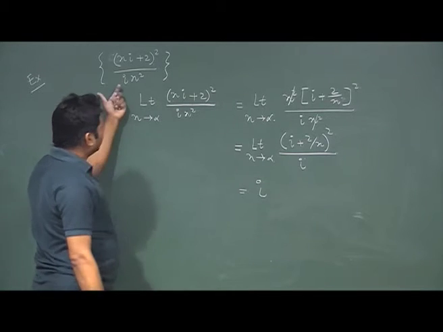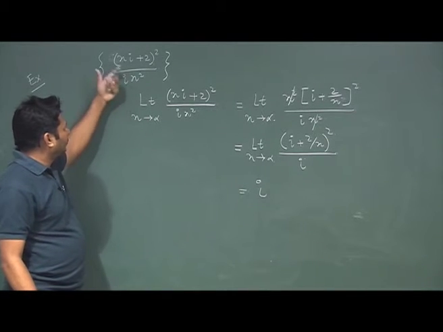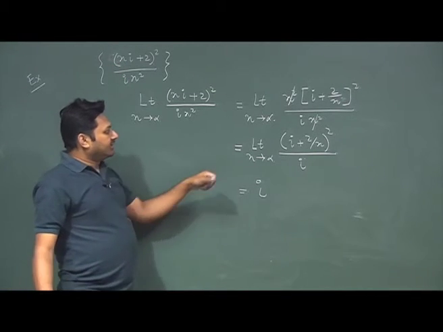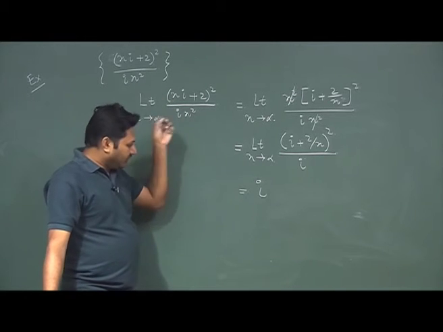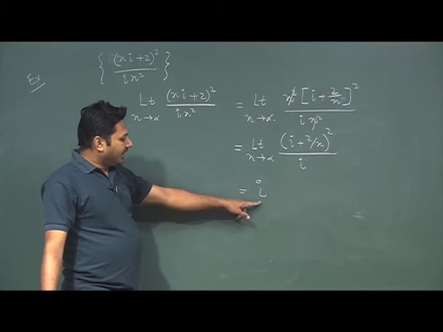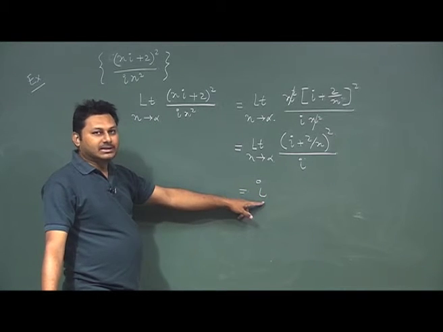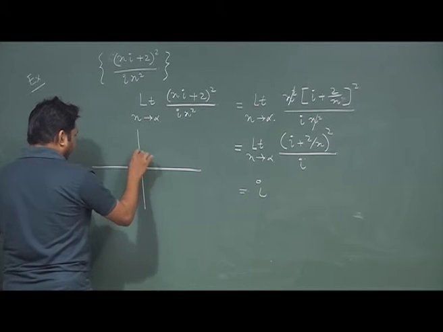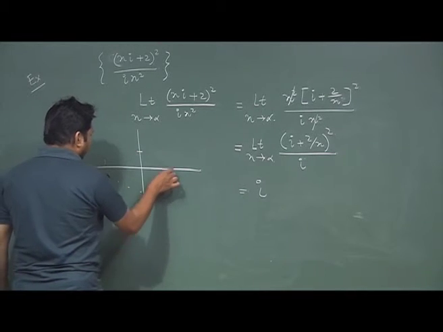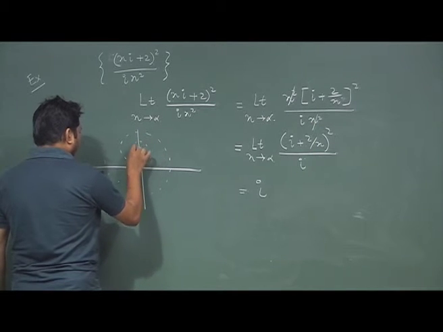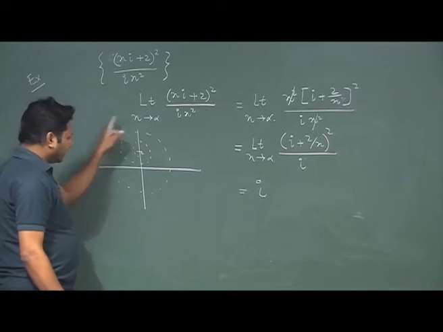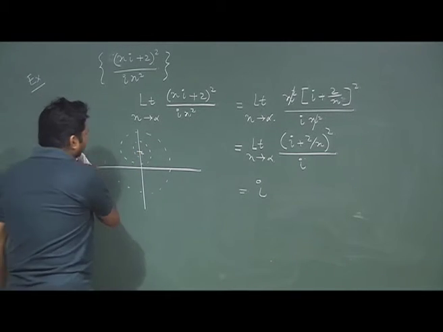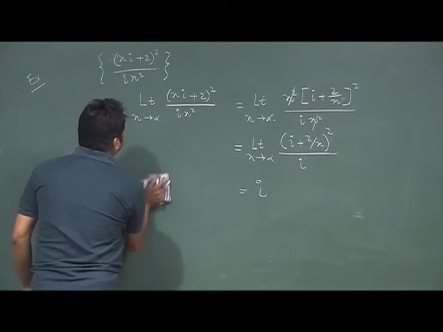So that means for this sequence, if you try to put 1, 2, 3 or the value of n, you will find that in the previous case the sequence was going to the value 0. Here we find it is going to the value i. So that means if i is here, the point will gradually go to this point i. So it is converging to that particular point, which we call the converging point. In this case here it is i.